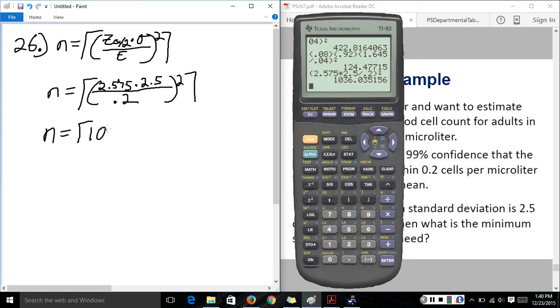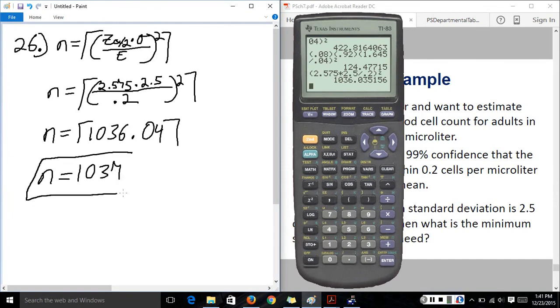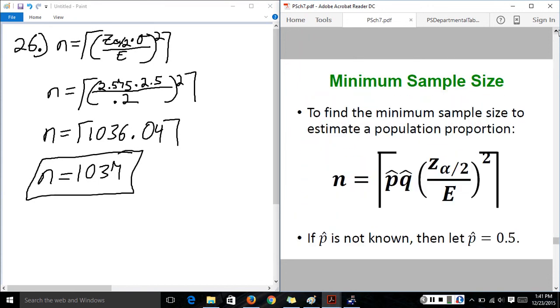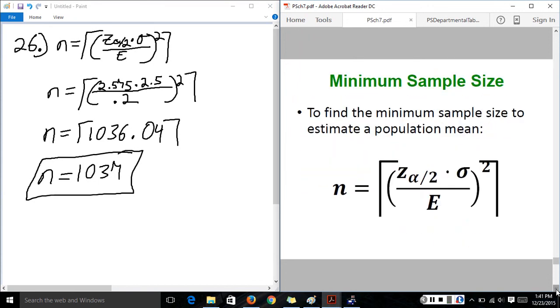N is the ceiling of 1036.04. So I need at least 1036.04 people. Well, I can't have 0.04 samples, so I'll need to round up since I need at least that much. Round that up to the next whole number. You get 1037 as your sample size. So that's how you find the minimum sample size for a confidence interval for a proportion and a mean.